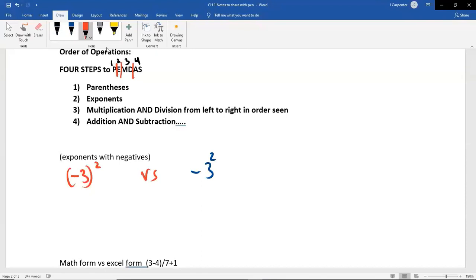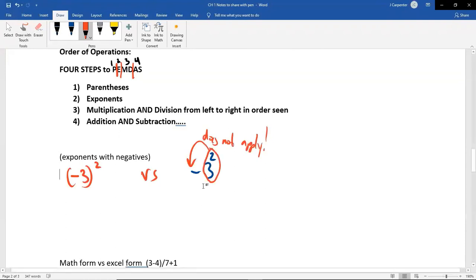But this blue version, this 2 does not apply to this negative. This does not apply to the negative. You are only squaring the 3, and then the negative just comes along for the ride. Because this minus counts as a subtraction ultimately, and an exponent comes before a subtraction. No, it's not actually a subtraction the way it's written, but that's what it counts as.